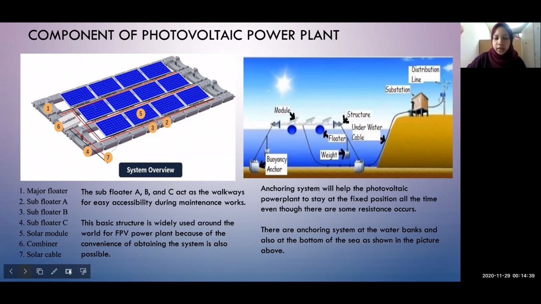And there is also an anchoring system that will help the photovoltaic power plant to stay at a fixed position all the time, even though some resistance occurs. There are anchoring systems at the water banks and also at the bottom of the sea, as shown in the picture above.